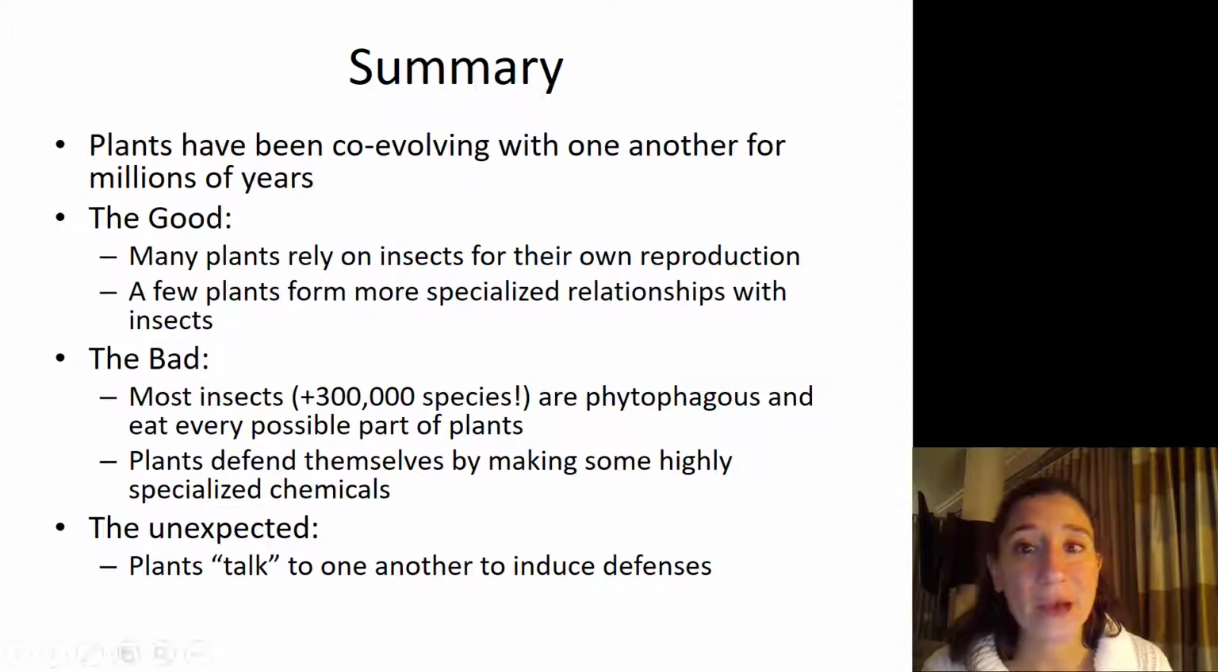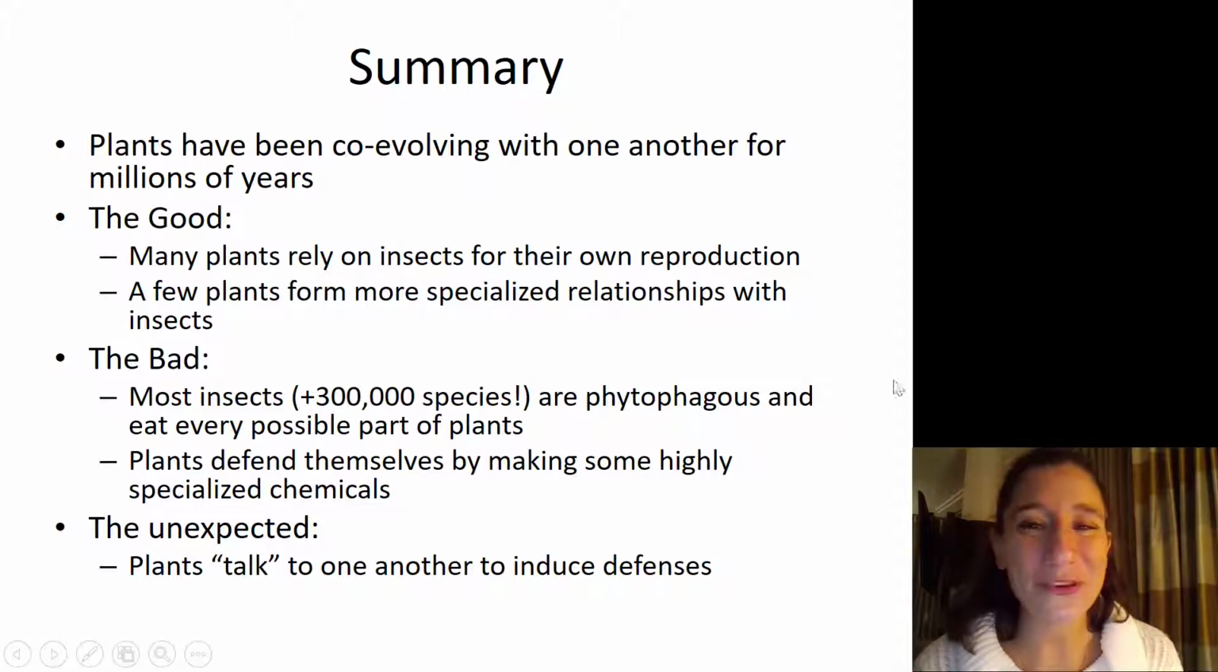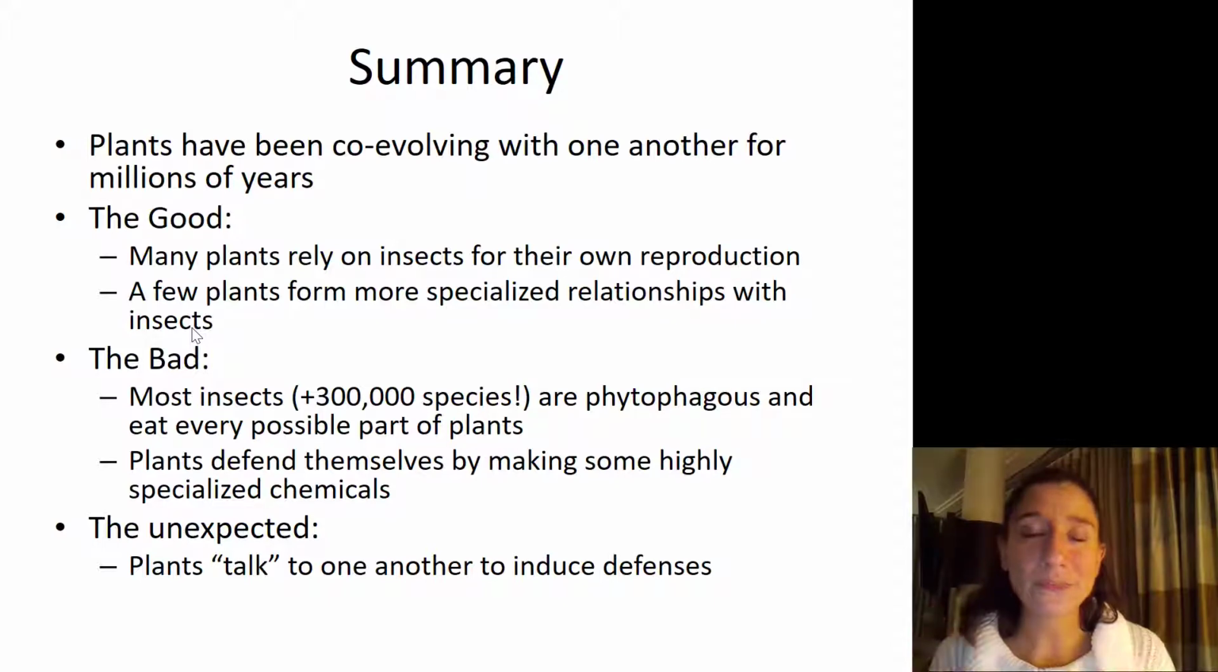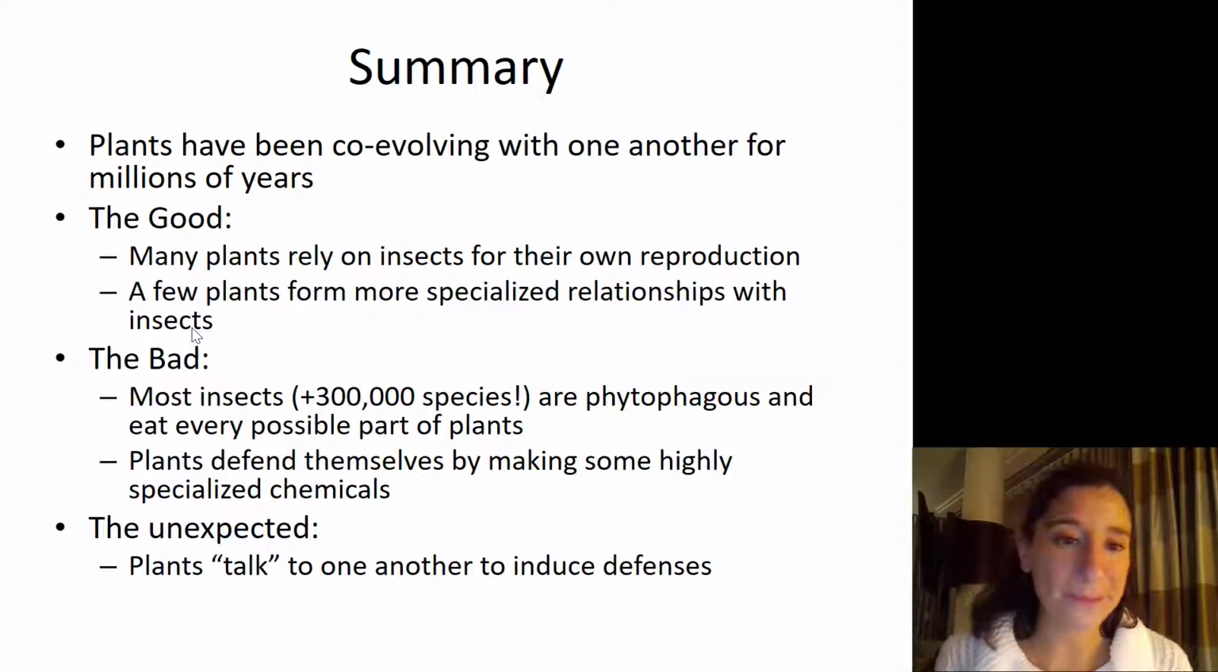And a few plants form even more specialized relationships with insects. The major examples that we talked about were ants and the way that they distribute seeds and also can protect plants by living inside of them. But in the reading assignments, there were also examples of pitcher plant mosquitoes and other insects that live inside of plants and help benefit them.